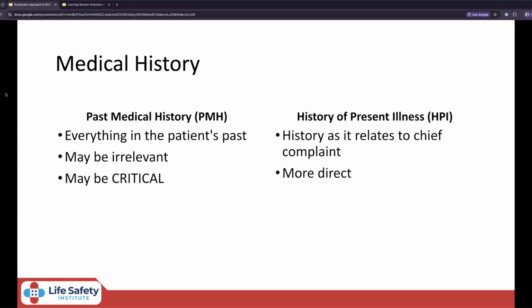Then we have HPI, History of Present Illness. So this is their medical history as it relates to their chief complaint. So it's far more direct, right? So for example, this is I'm having chest pain. It started an hour ago. I'm having difficulty breathing. That started half an hour ago. I'm sweating. That started half an hour ago. Right? So that's your history of present illness. What are the signs and symptoms? What are the conditions? What are the complaints that are isolated to really the reason that you called 911 today? Not the fact that you stubbed your toe 10 years ago. Right? We're getting both, but they're in different categories, if you see what I'm saying.